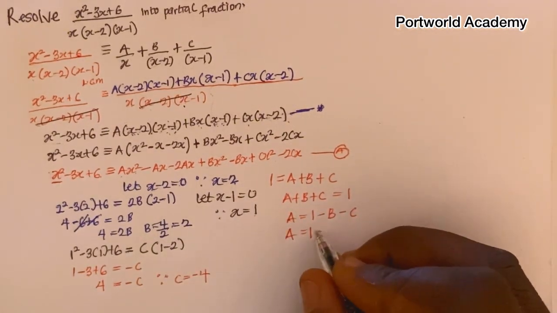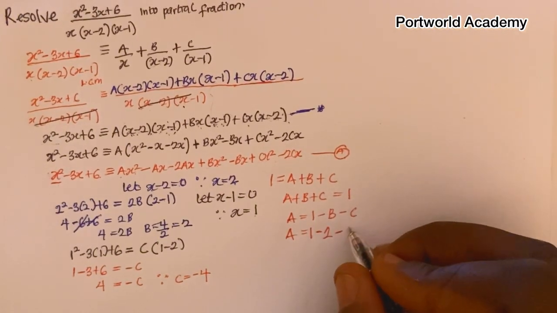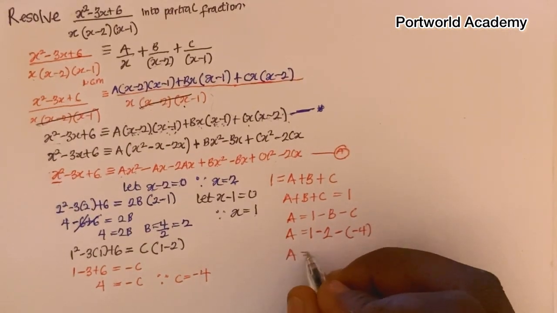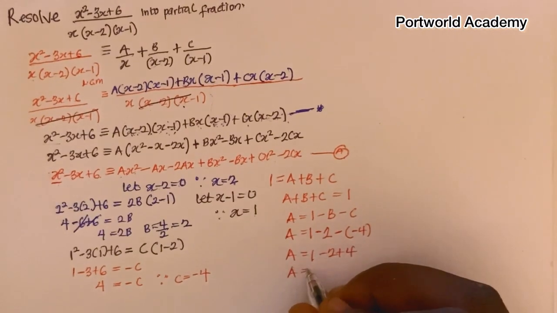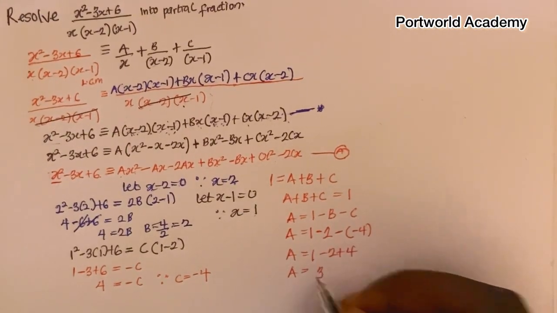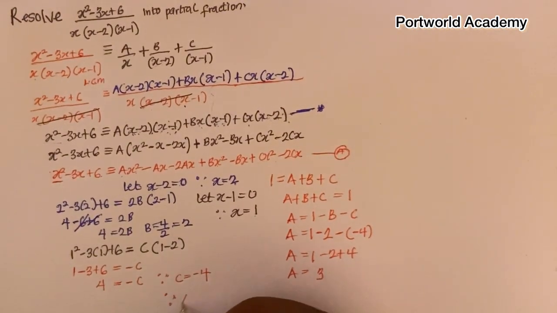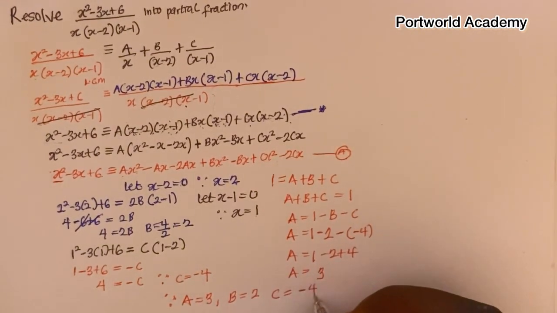Then a is 1 minus 2, then minus, what's my c? My c is actually minus 4, so minus minus 4. Then a equals 1 minus 2 plus 4, then my a is equal to 3. So after that, I can now say, therefore, my a equals 3, my b is equal to 2, then my c is equal to minus 4.